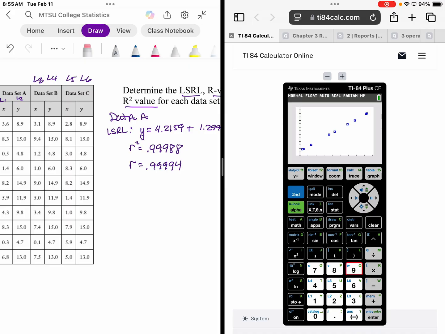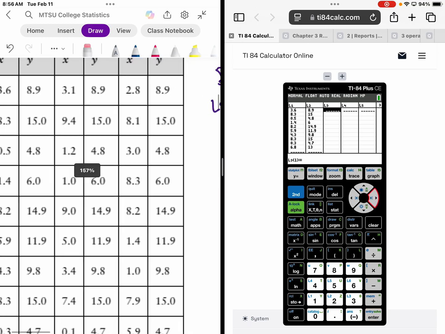So that, to me, makes sense to have that strong of a correlation coefficient of 0.9994. And when we look at the coefficient of determination, almost 100% of the variation in the response variable is explained by that regression line, by the explanatory variable. All right, so I'm going to go back in here and go into L3 and L4 and put in the next column of data.